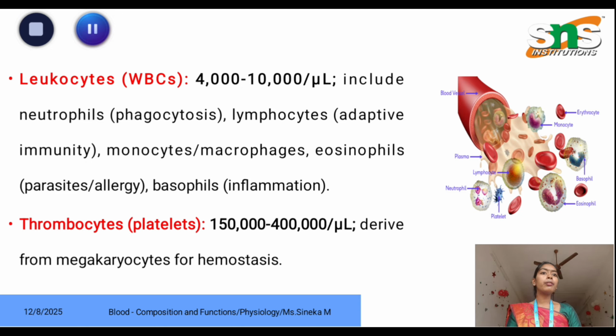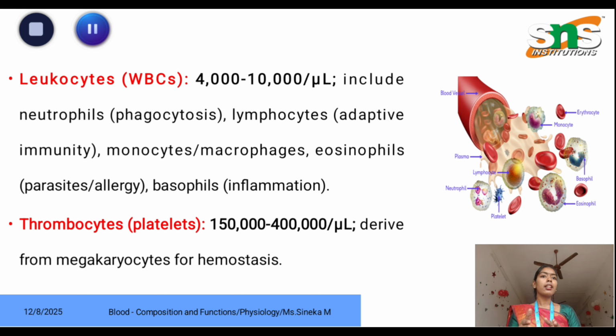Here is the image of whole blood vessel and blood cells and plasma. Next one is thrombocytes, also called platelets. 1,50,000 to 4 lakh is the normal range of platelets, derived from megakaryocytes for hemostasis. Hemostasis means to stop the bleeding. To maintain hemostasis, platelets are very helpful for that particular process.